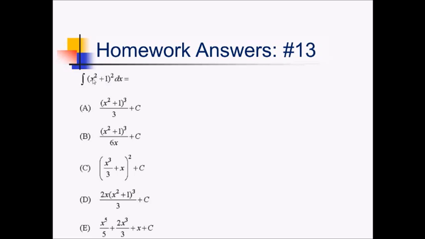So squaring the first thing, I get x to the 4th. Multiplying the two terms and doubling them, I get 2x squared for my middle term. And then squaring the last thing, I get 1 for that last term. Or you could FOIL it out and combine like terms.